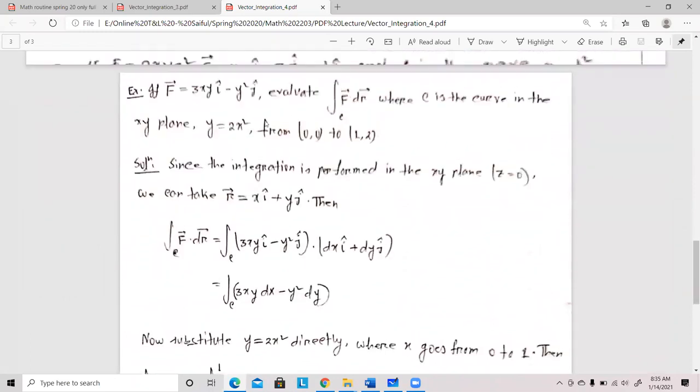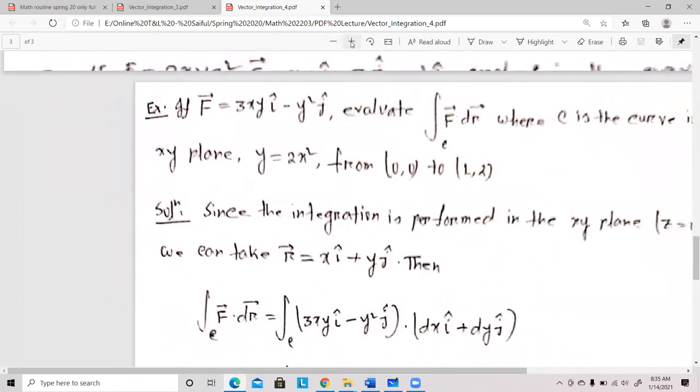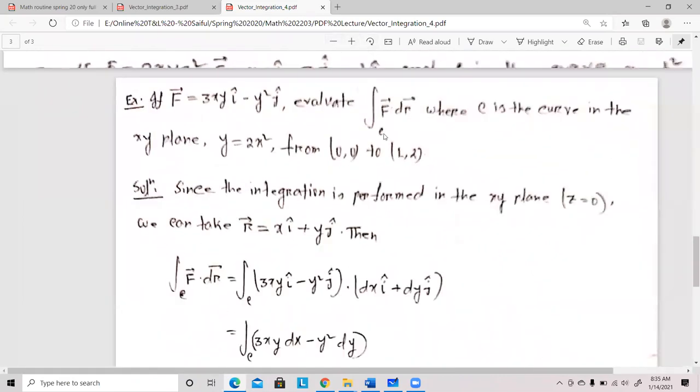Okay, now the last problem. The same types of problem we already solved in the previous class. We are given a vector f, and we have to evaluate this line integral where c is a curve in the xy plane, y equal to 2x square from 0 0 to 1 2. It is very easy because we are given the curve y equal to 2x square, so we can directly put the value of y and the integral will be reduced to a single variable term.